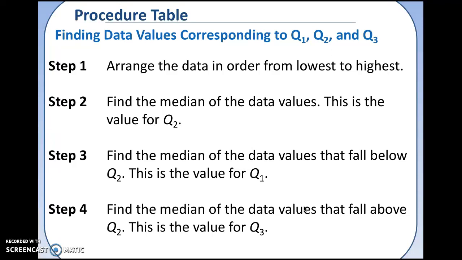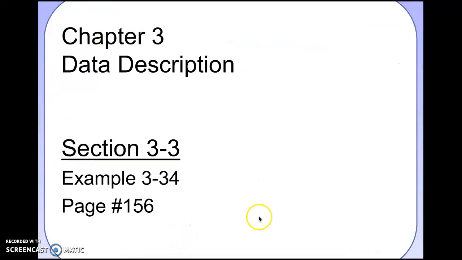Here is a procedural table on how to find quartiles. Arrange the data in order from lowest to highest. Find the median of the data values. This is the value for quartile 2. Find the median of the data values that fall below quartile 2. This is the value for quartile 1. Find the median of the data values that fall above quartile 2. This is the value for quartile 3. Go to page 156 for an example of how to calculate quartiles.